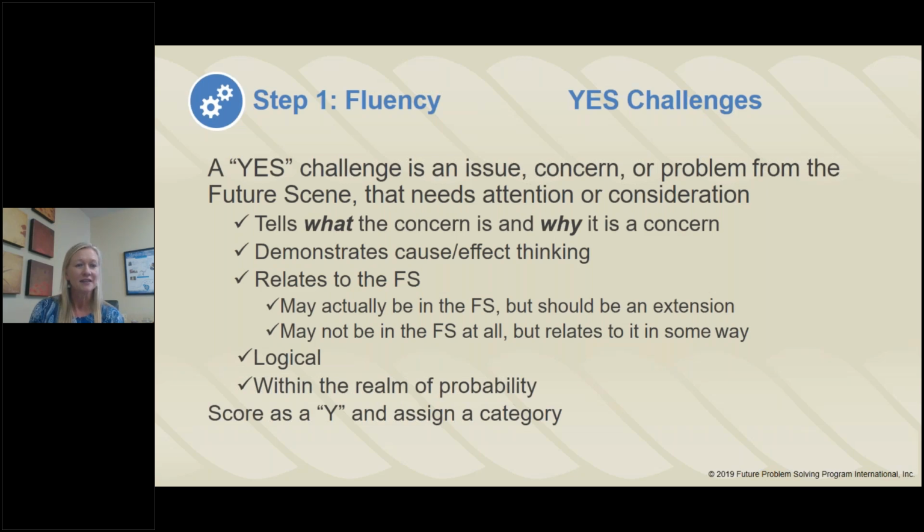If we have deemed it a yes, that it does meet all these things, it's connected to the future scene, it's cause and effect, logical, within the realm of probability, we assign it a Y. If we've assigned it a Y, we can then assign a category to that challenge. And perhaps it's the category of business and commerce, or perhaps it's the category of technology. We can only make that determination and award category points if it is indeed a yes challenge. Any questions on yes challenges?